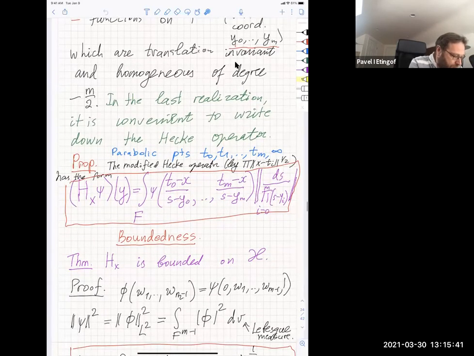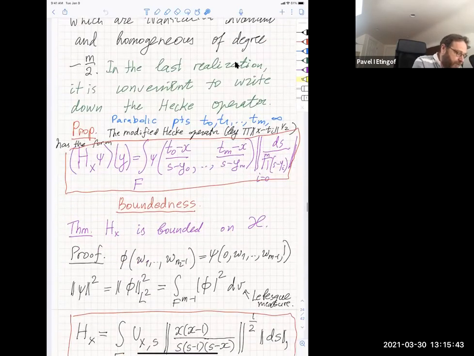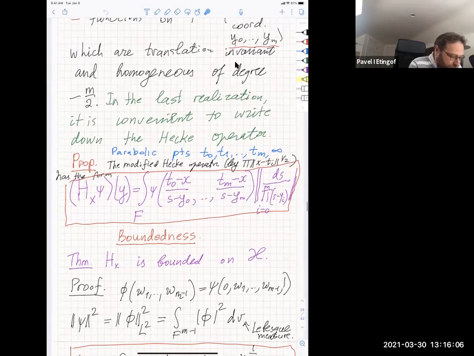So how to show that it is bounded? Here is the first theorem. It's not immediately obvious that it is bounded because it's given by an integral over some subset of the square of my manifold, and we are integrating against some measure which has some poles. So you really have to show that it is bounded. But it turns out to be easy.